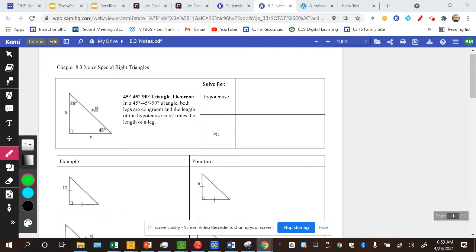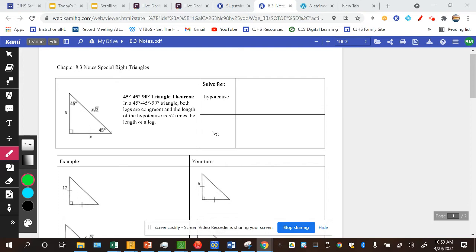So usually when we have a right triangle, we have to use the Pythagorean theorem. And how many side lengths do we need to know in order to find the third? We have to have two of the side lengths, and then we can find the third. But in both of these special right triangles, you only need to know one side, and you can find all the others. Very interesting. So this is our 45, 45, 90 triangle.